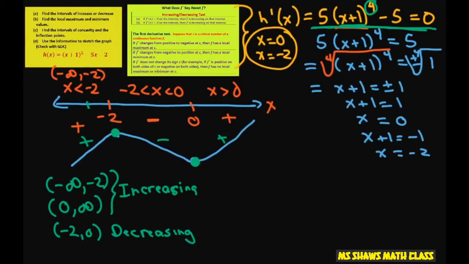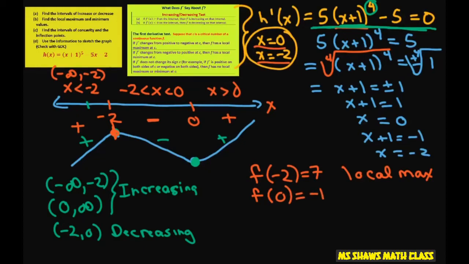So we're looking at our critical values at 0 and negative 2. So at negative 2, we can see it's a local maximum. So we do f of negative 2 equals 7. And that's going to be a local maximum. And then we do f of 0 equals negative 1. At 0, that's a local minimum. And that's it for that part.